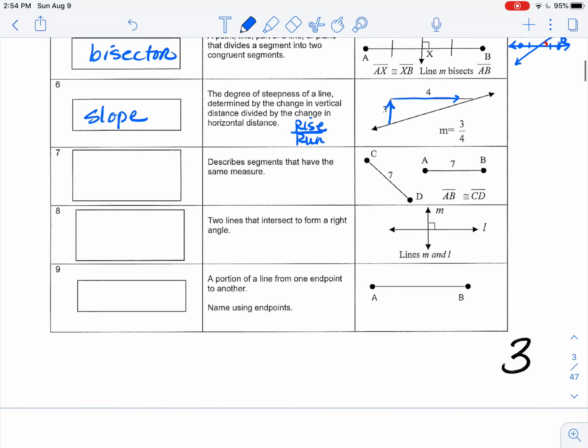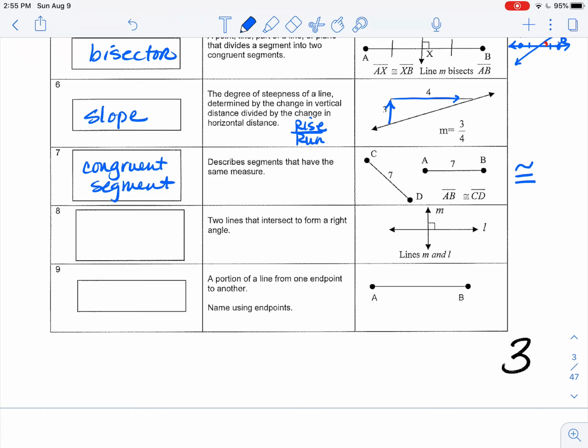Number 7, something that describes segments that have the same measure. Those are congruent segments. The same measure. So in this example, we have segment CD, that is 7 units, is congruent to segment AB, that is also 7 units. This little symbol right here means congruent. It's an equal sign with a little squiggly on top. So we're showing that AB is congruent to CD.